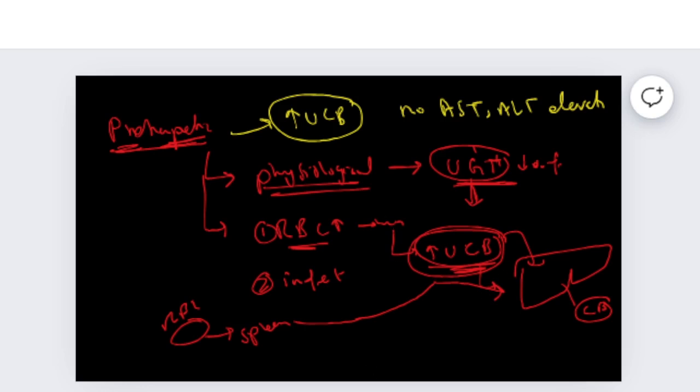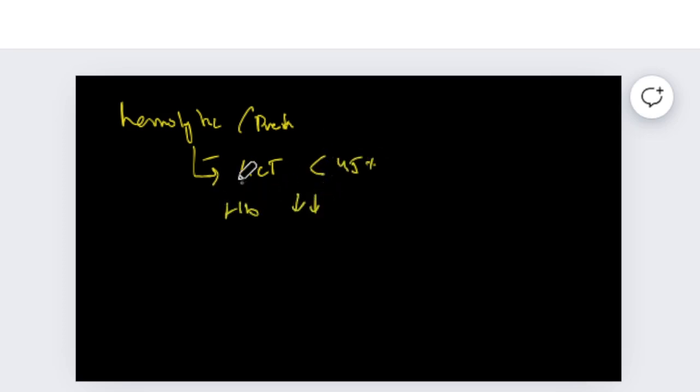So actually, pre-hepatic is the hemolytic type. In pre-hepatic jaundice, hematocrit is below 45. Another point is the hemoglobin level will decrease, because RBCs are being destroyed again and again. In the total bilirubin, we will explain it.